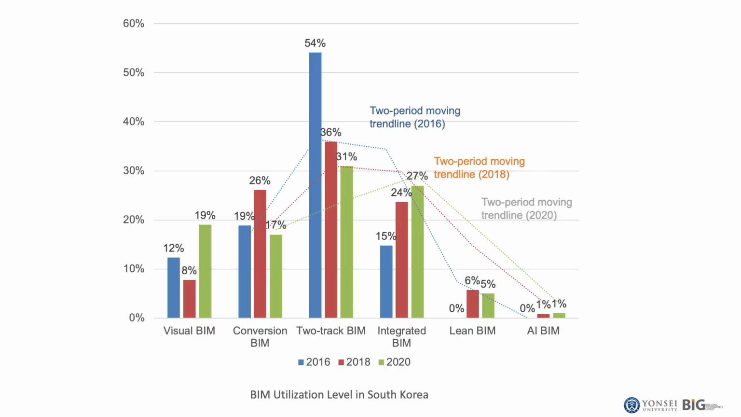Our survey showed that, as mentioned earlier, the most common way of using BIM in South Korea was 2-track BIM, but the percentage of integrated BIM projects gradually increased. From this trend, we can predict that by 2022, integrated BIM will be the most common way of using BIM in South Korea. We are also seeing not many, but some projects conducted using lean BIM or intelligent BIM approaches.